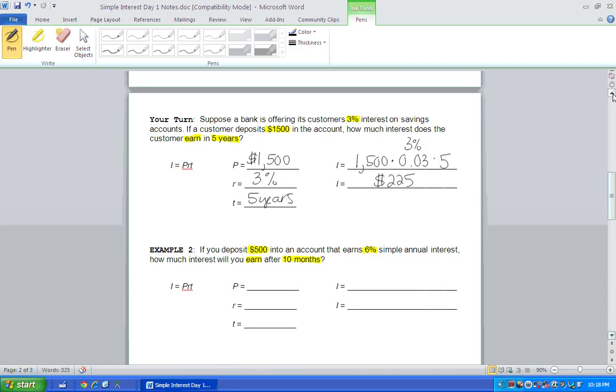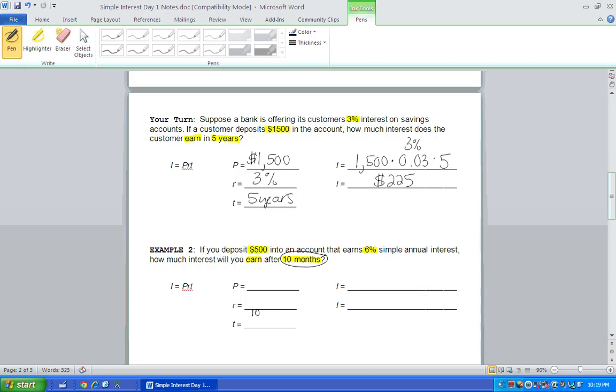Okay, moving on to example 2. If you deposit $500 into an account that earns 6% simple annual interest, how much interest will you earn after 10 months? Now, how is this example different than our first two examples? Well, hopefully you said because the time was given in months. Because remember, our time always has to be represented in years.